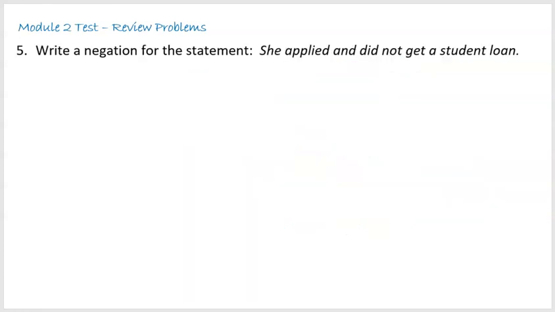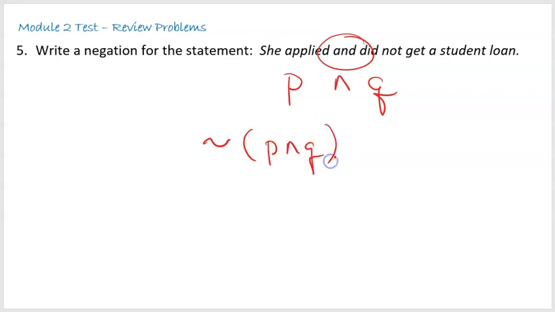Now for problem 5, let's think about what we have going on here. She applied and did not get a student loan. Notice the and. So we have a conjunction in our problem. You can think about this in terms of P and Q. If you want to negate a conjunction, remember, you have to use De Morgan's law, okay? So that's going to be not P or not Q. Again, what did I use? I used De Morgan's law.